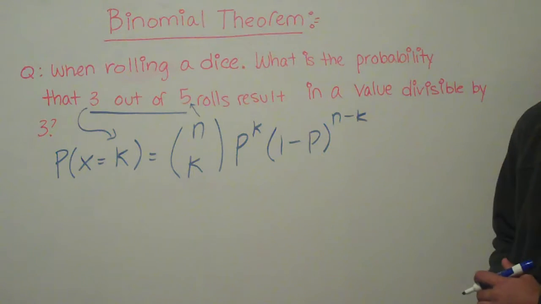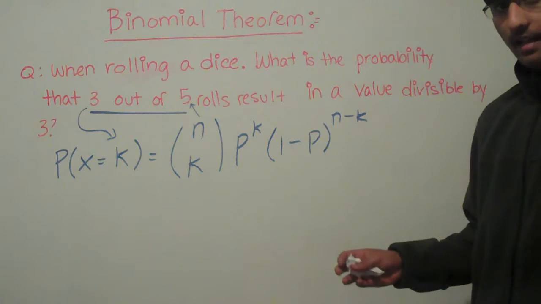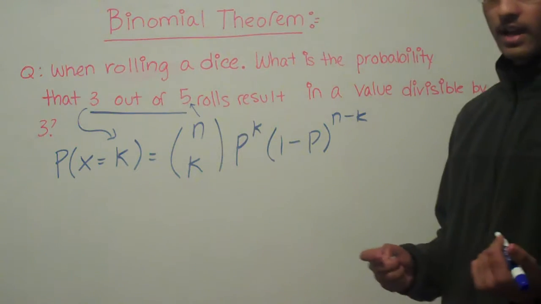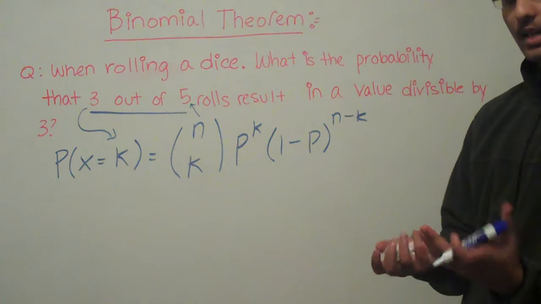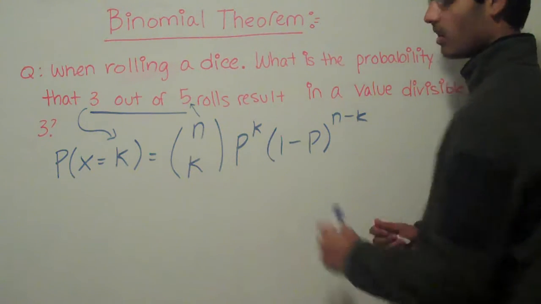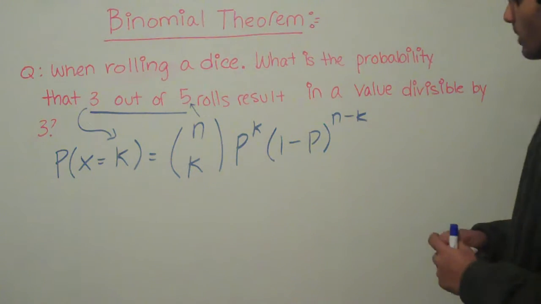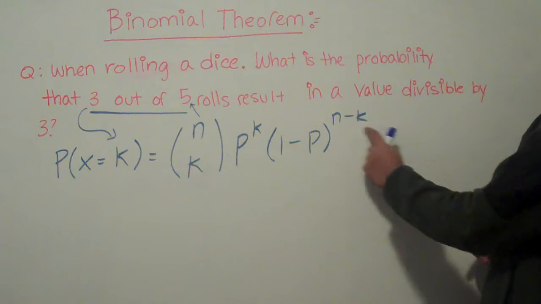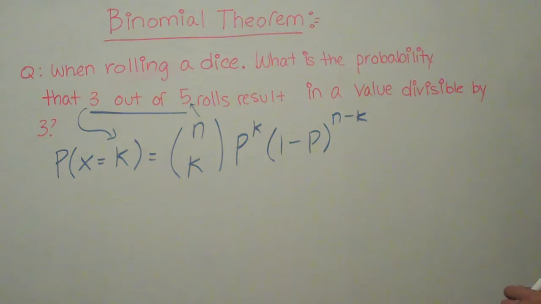Now we just have to multiply this by the number of failures that we have. So if we have k successes and n total trials, then n minus k is the remaining trials, the trials that were not successes, which are failures. So we have the probability of a failure to the power of the number of failures. That's all this is saying. This is the binomial theorem. Now let's look at this in action with our problem.